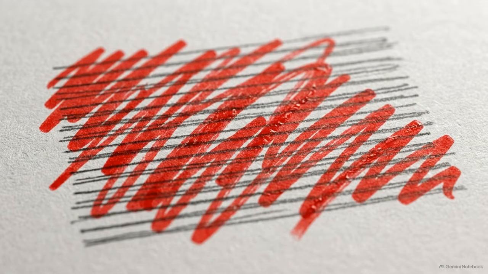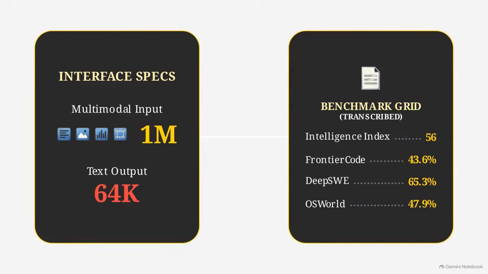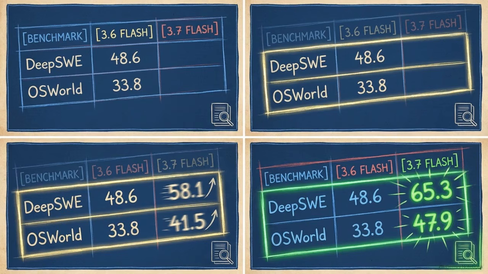To evaluate the model's true utility, you have to ignore the prose summaries. You take that declared interface and map it directly to the transcribed benchmark grids. Because those benchmark grids are locked in an image, you have to manually transcribe the numbers before you can run any actionable comparisons. This chart shows the same family comparison.